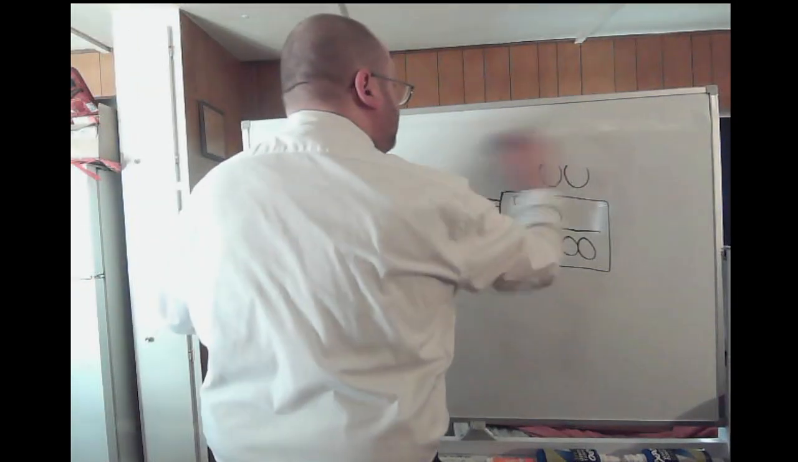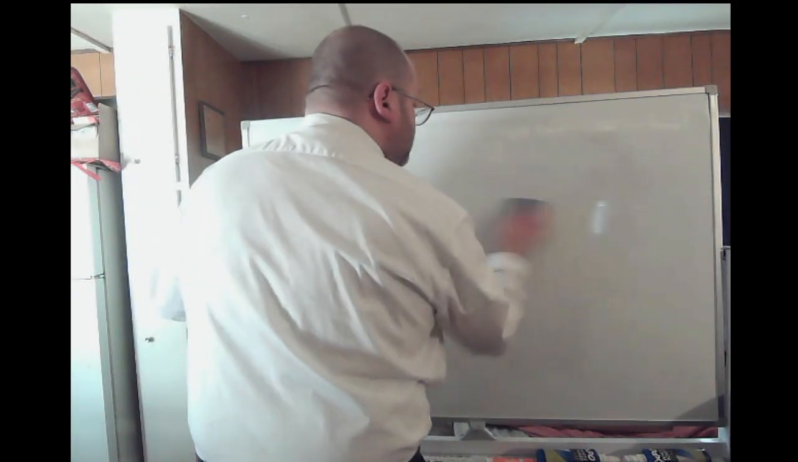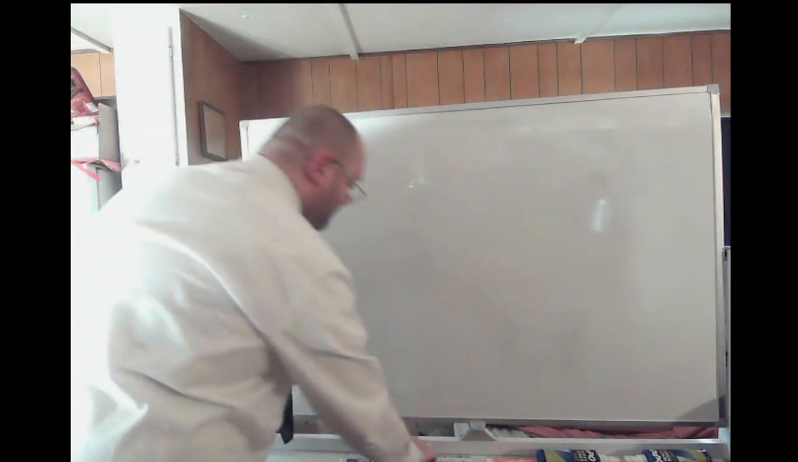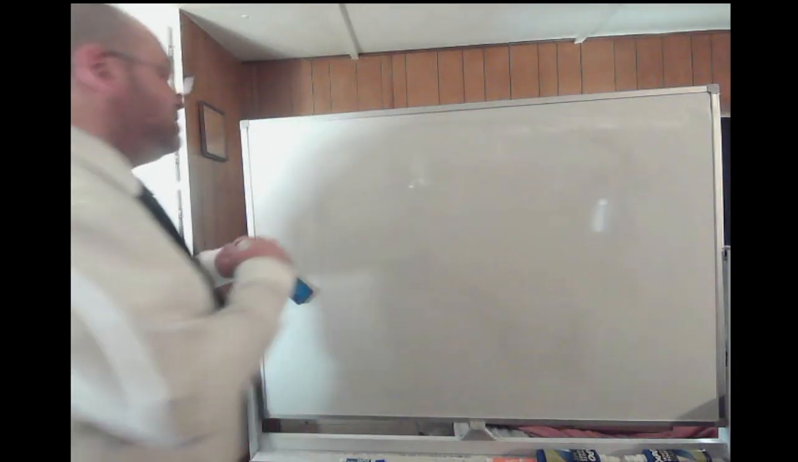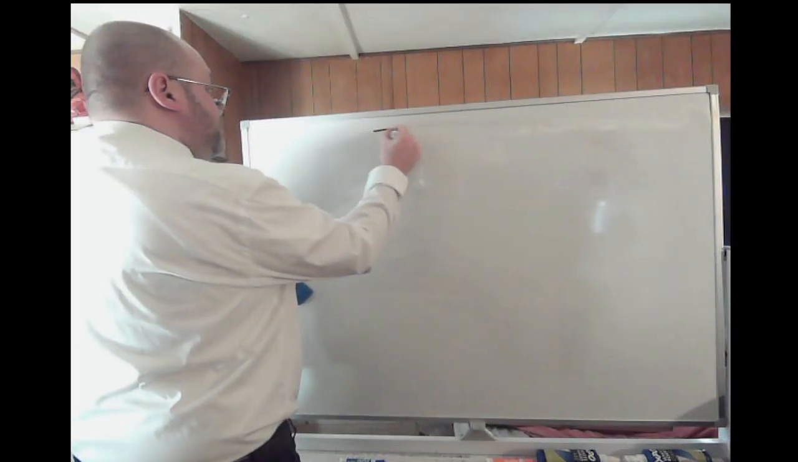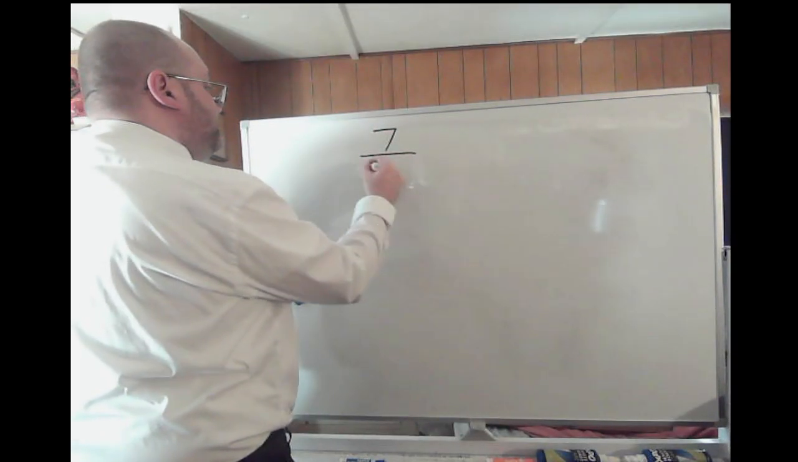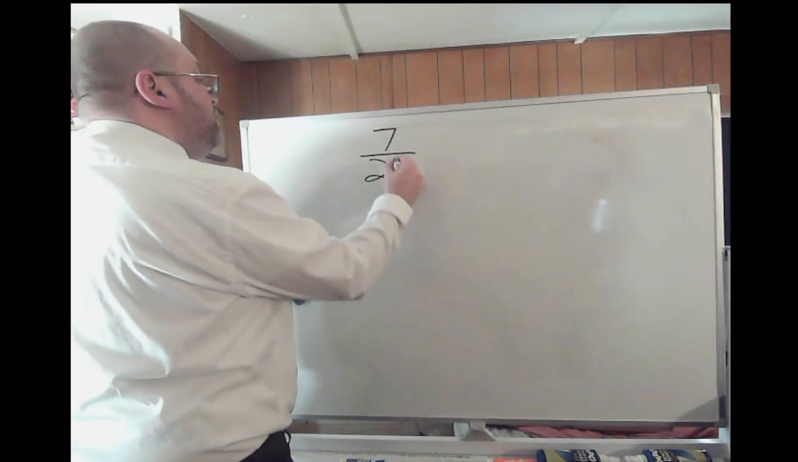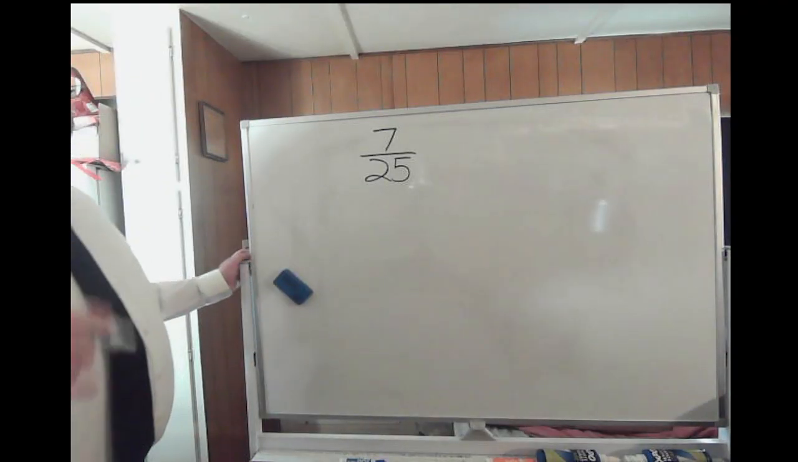Alright, so I think we've converted enough percents into decimals. Now we're going to work in reverse. We're going to convert fractions and decimals to percents. So we have a fraction here. Let's say we have 7/25. Well, we want to convert this fraction to a percent.